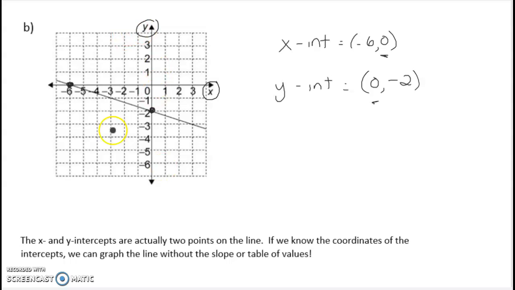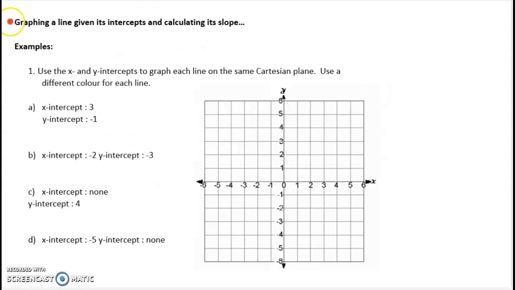It says the x-intercept and y-intercept are actually 2 points on the line. If we know the coordinates of the intercepts, then we can graph the line without the slope or table of values. So let's check this out. Over here, graphing a line given its intercepts. I'm just going to pause and draw these for you. The first one I just drew for you.